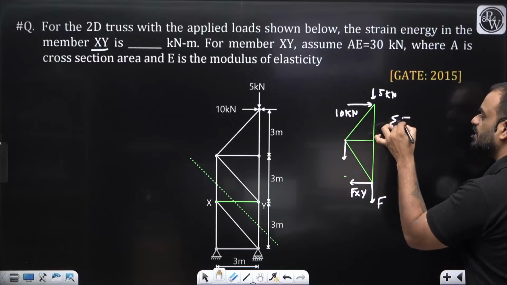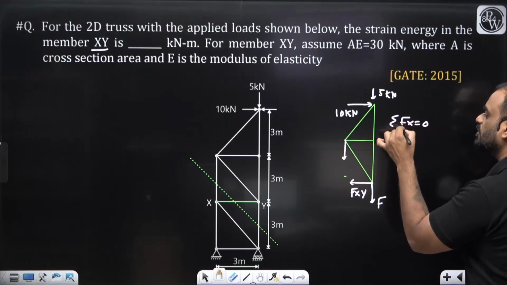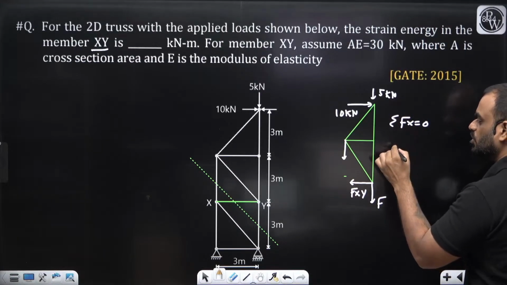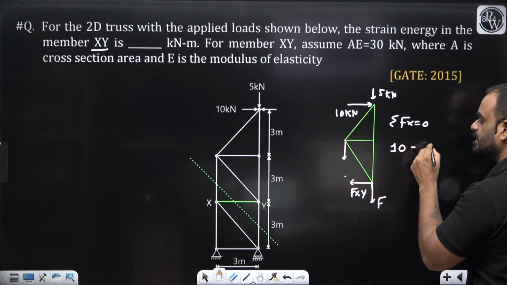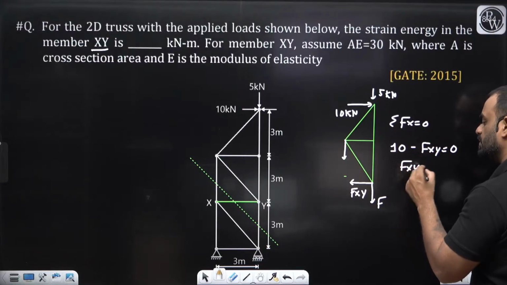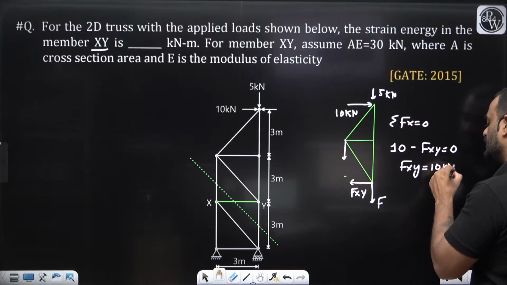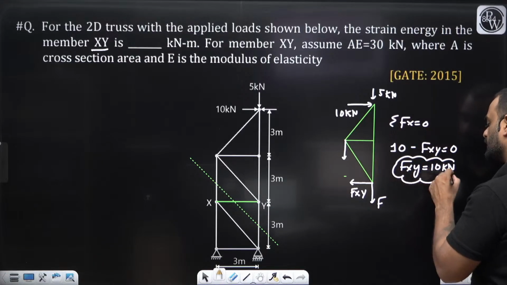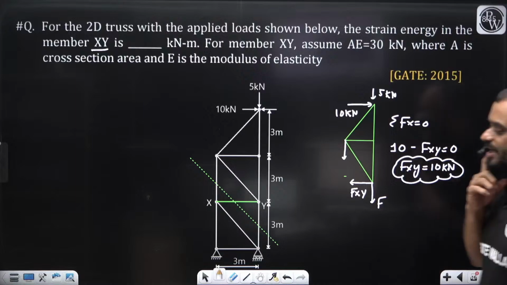Just we need to write down summation Fx is equal to 0 for this particular portion. So what will we get exactly? 10 minus Fxy is equal to 0. So Fxy is equal to how much? It is 10 kilonewton. Fxy is equal to 10 kilonewton.